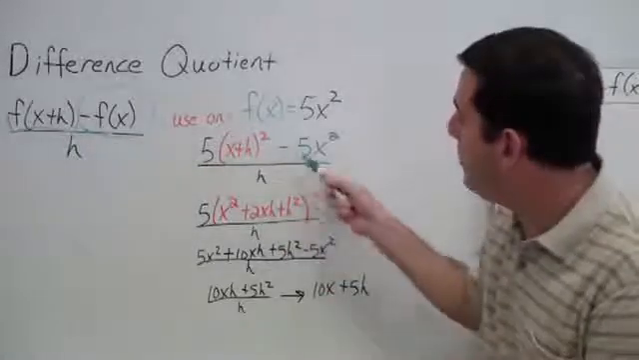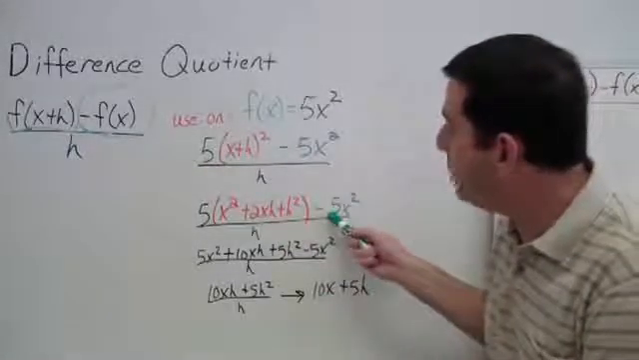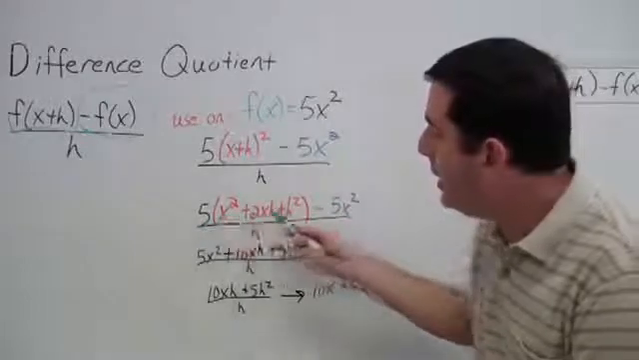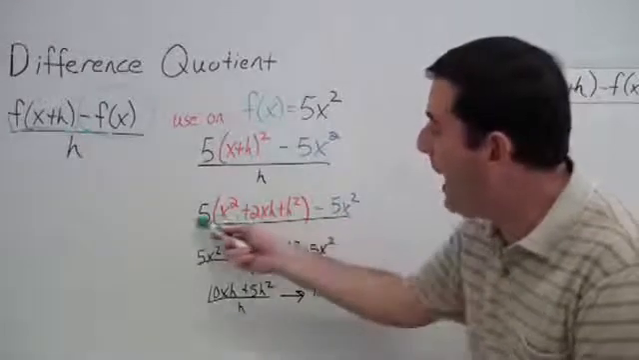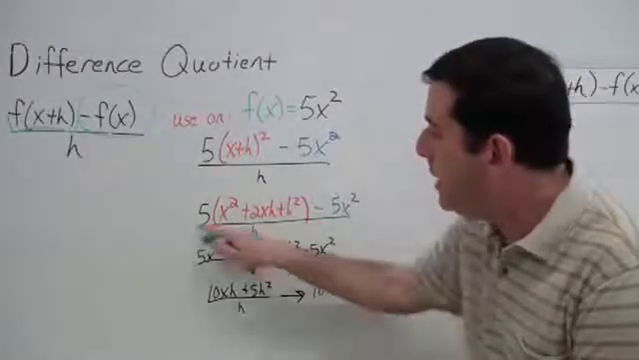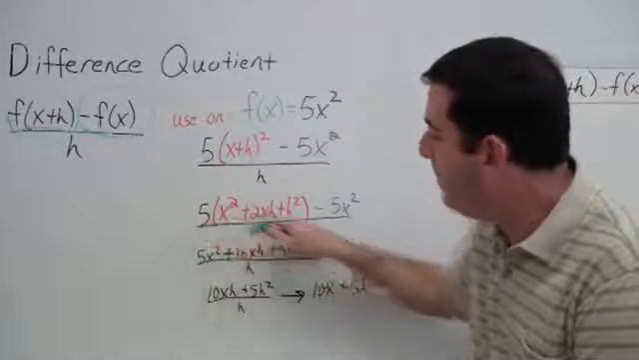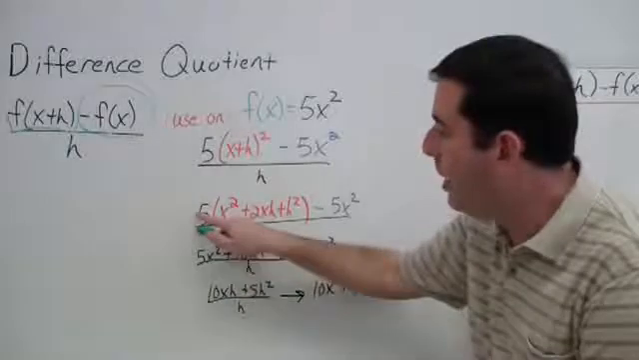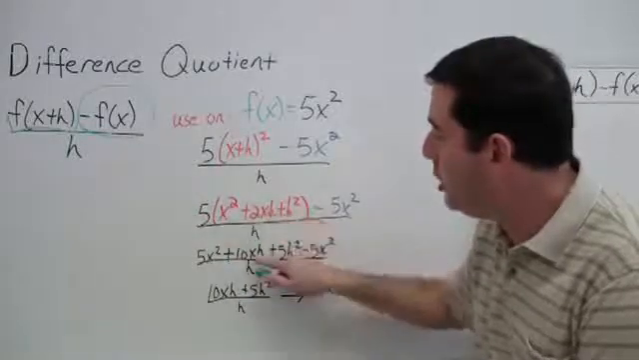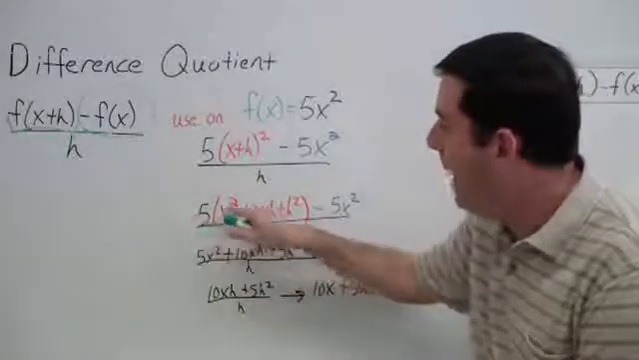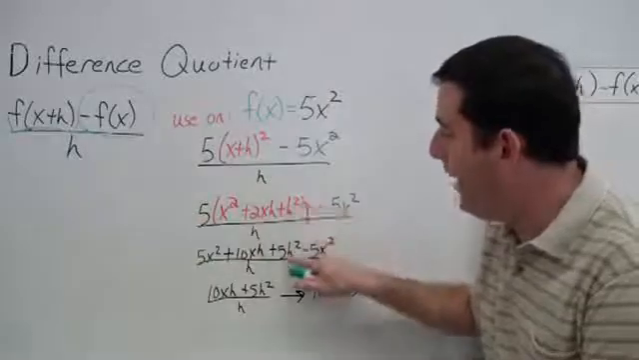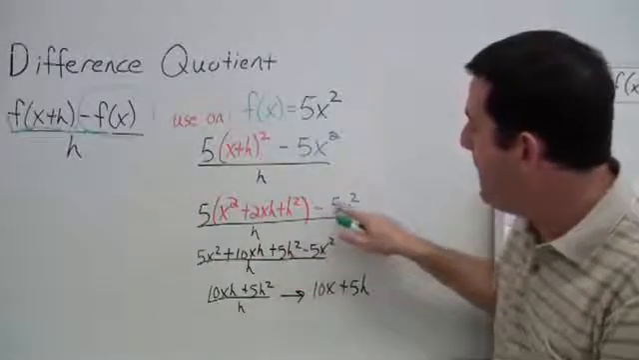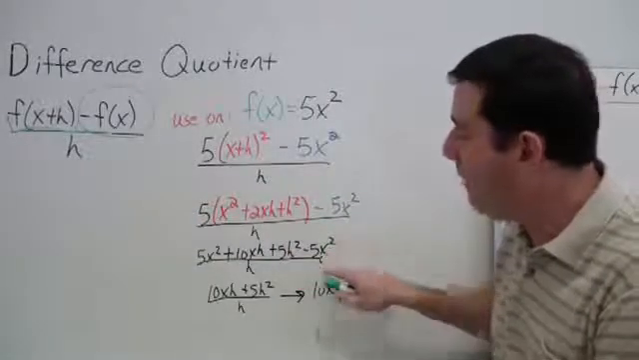From there, let's bring down the minus 5x squared. Now here it's telling me I should distribute 5 into the parentheses. So as we do that, 5 times x squared made 5x squared. 5 times 2xh is 10xh. 5 times h squared is 5h squared. Bring down the minus 5x squared on the back.